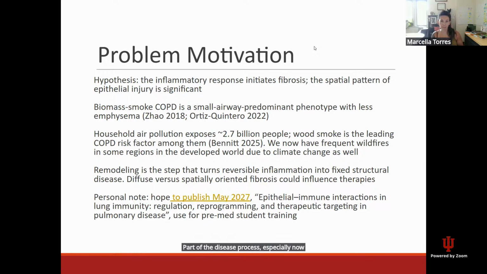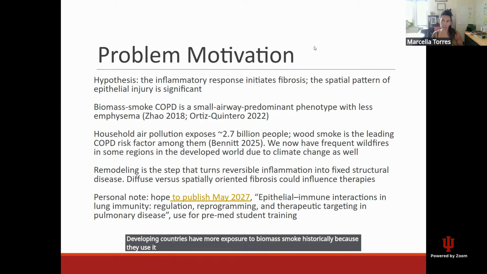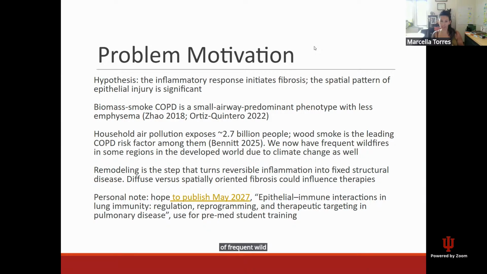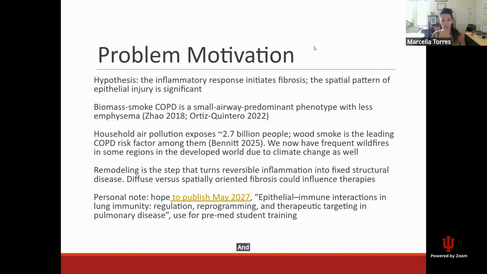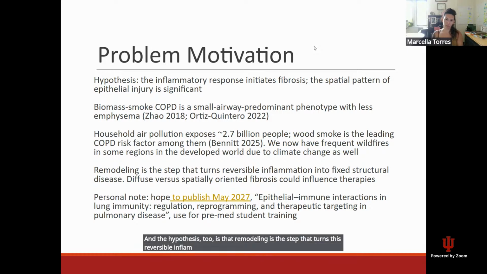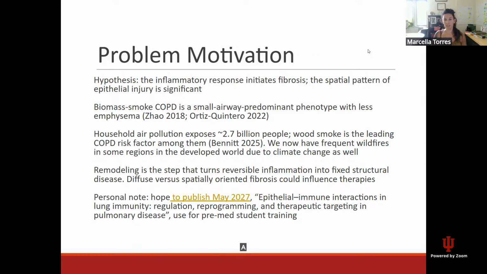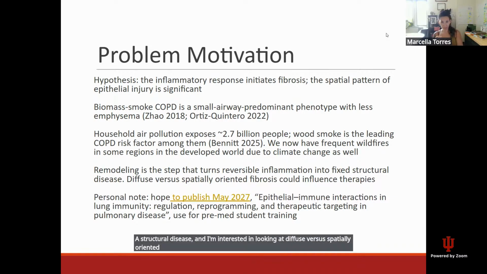Developing countries have more exposure to biomass smoke historically because they use it for cooking, but now we have lots of frequent wildfires and things like that. So I'm fairly sure in the developed world it's going to be more of an issue going forward. And the hypothesis too is that remodeling is the step that turns this reversible inflammation into a structural disease. And I'm interested in looking at diffuse versus spatially oriented fibrosis.